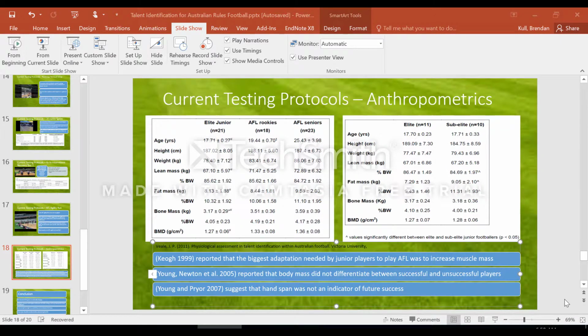Some key things to think about when considering anthropometric data is that Keogh reported the biggest adaptation needed by junior players to play AFL was to increase muscle mass. Young and Newton reported that body mass did not differentiate between successful and unsuccessful players, and Young and Price suggest that the hand span was not an indicator of future success.